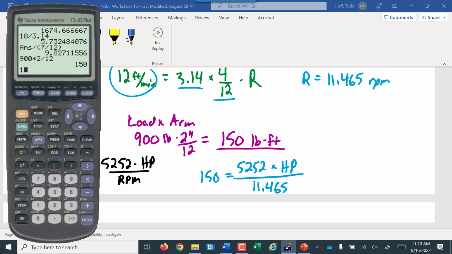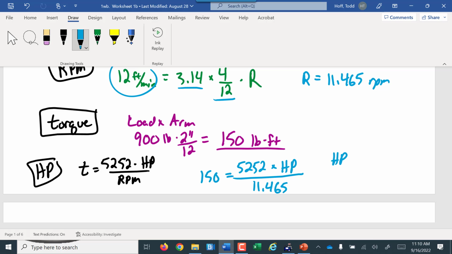So to solve this, we start with the 150 here. How do we get rid of the 11.465 on this side? Yep, we multiply by it. It's being divided, so we multiply by 11.465. Then how do we get rid of the 5252? Divide. 5,252. We get 0.327 horsepower. So we'd probably round up to a half horsepower motor. Any questions on that one?